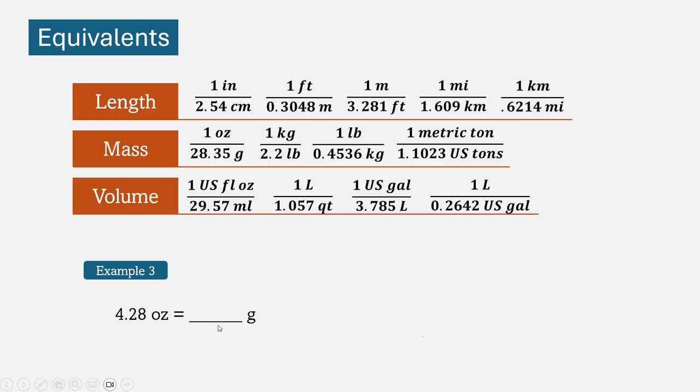4.28 ounces is equal to how many grams? So right here, 4.28 times, let us look for the equivalent, ounce and grams. So this one. Now, you notice there's a difference in writing the equivalent, because in here 1 ounce is the numerator and here it becomes the denominator. It doesn't really matter where the placement is as long as this is the equivalent. We are writing ounce in the denominator because we intend to cancel the unit, so that ounce will be cancelled. It is equal to 4.28 times 28.35.